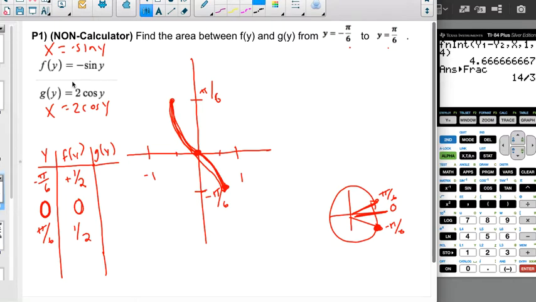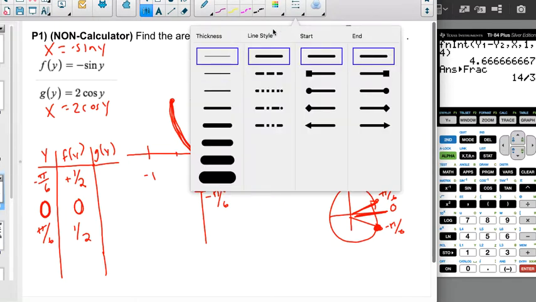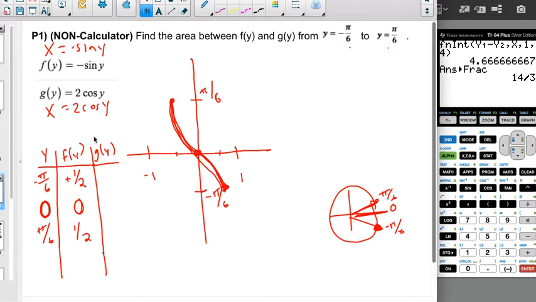If I then do the same thing for g, let's go ahead and plug in the g function. So g is 2 cosine y. If we look at the cosine of negative pi over 6, it's root 3 over 2. We're doubling that, so this is a root 3, and we'll deal with that in a second. I should have given myself a little bit more room on the axes, but we'll survive.